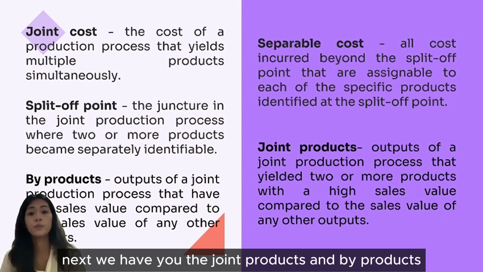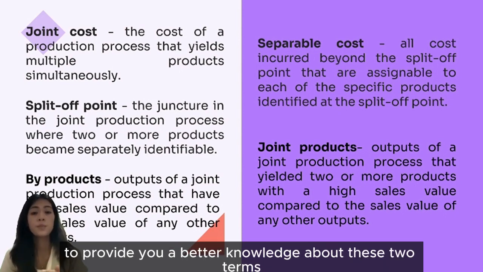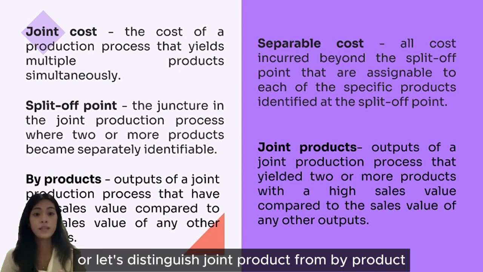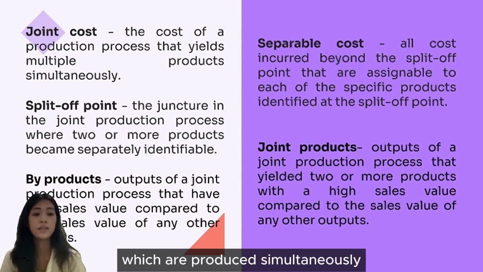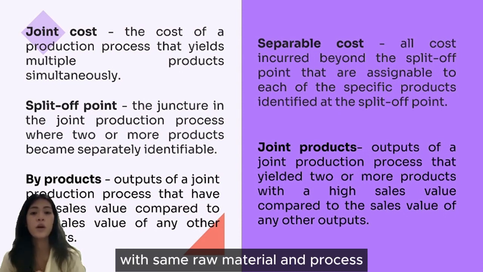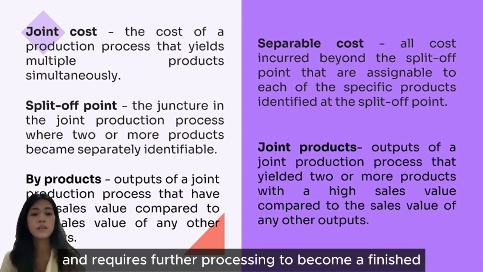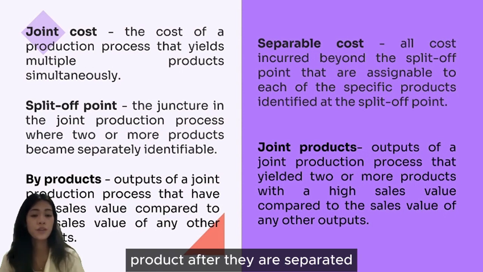Next, we have here the joint products and byproducts. To provide you a better knowledge about these two terms, let's distinguish joint product from byproduct. Joint products are the products which are produced simultaneously with the same raw material and process and require further processing to become a finished product after they are separated.